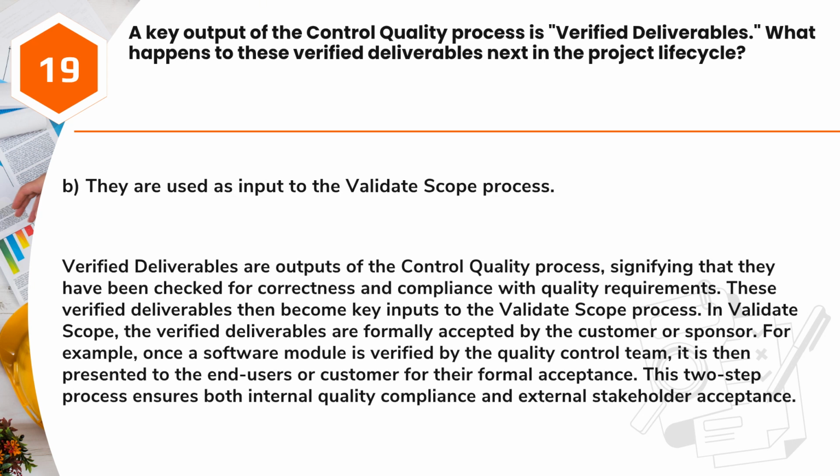Answer: B. They are used as input to the validate scope process. Verified deliverables are outputs of the control quality process, signifying that they have been checked for correctness and compliance with quality requirements. These verified deliverables then become key inputs to the validate scope process. In validate scope, the verified deliverables are formally accepted by the customer or sponsor.